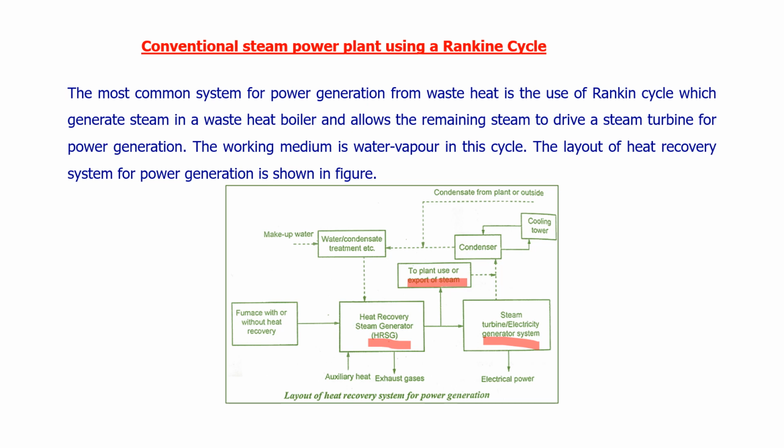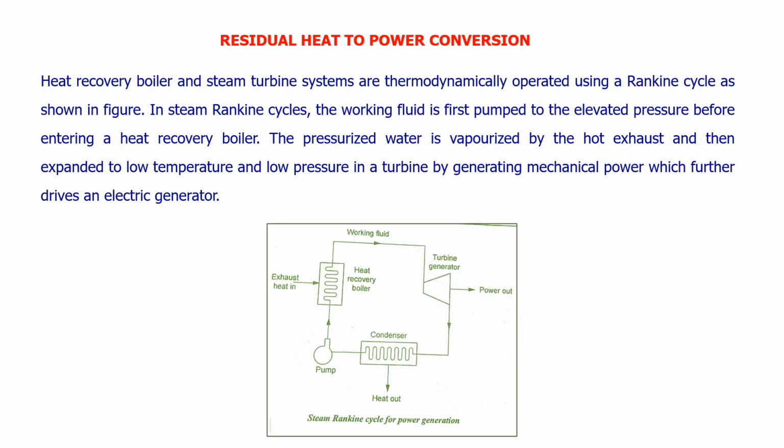Here, from the furnace, we are getting the heat recovery. This is the first stage. This is the residual Rankine cycle in a simplified diagram: the exhaust heat recovery boiler, then the turbine, then the condenser and pump. This is a normal, typical steam power cycle.